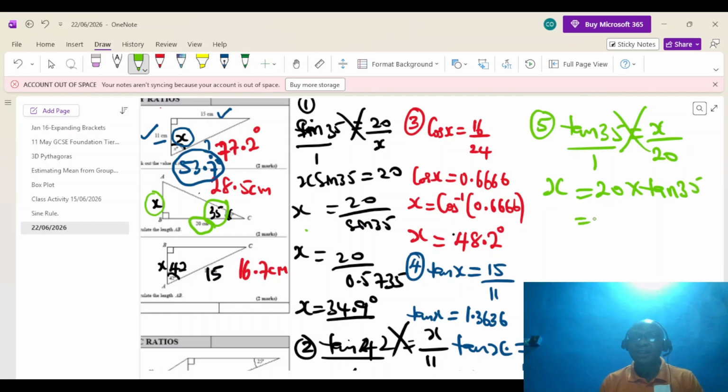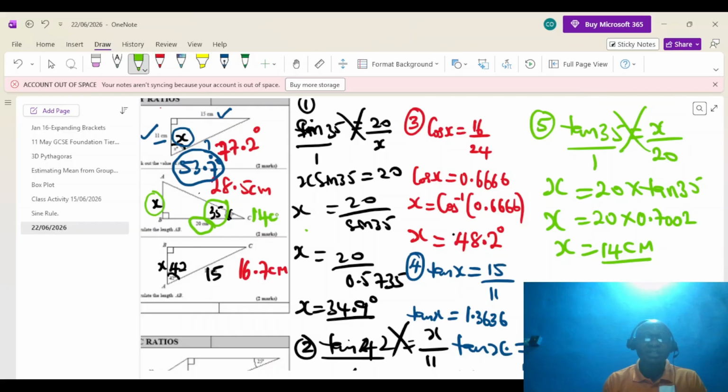Now we have to find the value with a calculator of tan 35. Now, if I find tan 35, it is going to give me 0.7002. Okay? Now you use that value to multiply 20. And that will give you exactly the side, which is the opposite of the triangle, labeled with the letter X, which is now 14 centimeters on the dot. Okay? So instead of 28 here, the correct answer is 14 cm, circled. Is it okay?